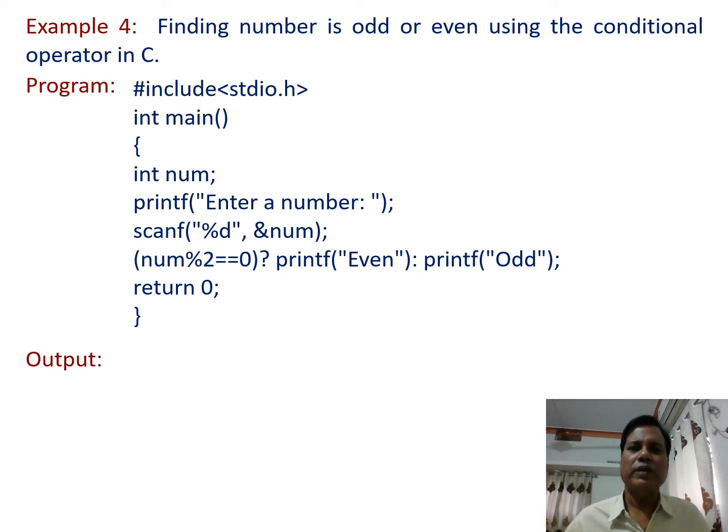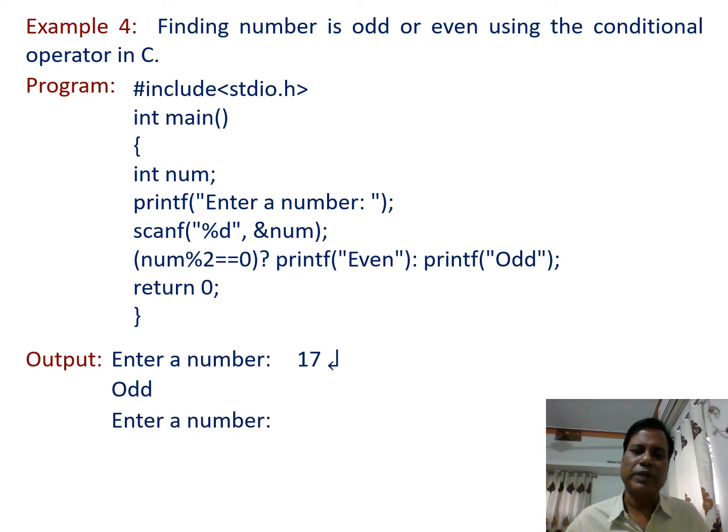When this program is run, we get "Enter a number". This message is displayed on the output screen, and suppose we enter 17. When we divide 17 by 2, we do not get the remainder 0. We get the remainder 1. It means that the condition is false. So when false, we print "odd". Naturally 17 is odd, and that gets printed.